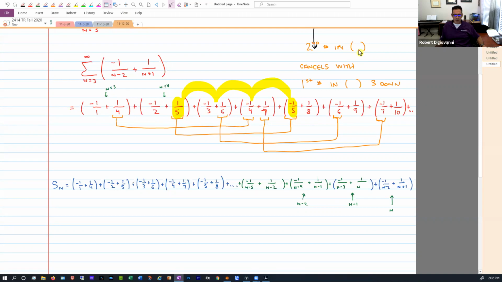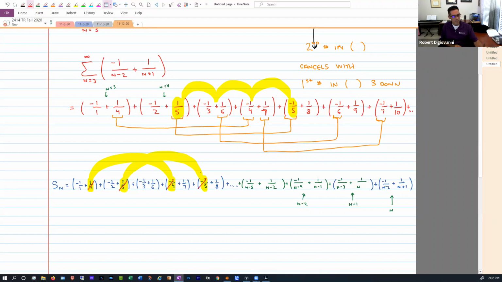Second numbers in parentheses cancel with first numbers 3 down. Okay, so let's start with this 1/4. That's a second number, right? It should cancel with the first number 3 down. There it is. That's gone. Let's just take care of all these second numbers. This second number here in this parentheses should cancel with the first number 2 down. There it is. Boom. They're gone.